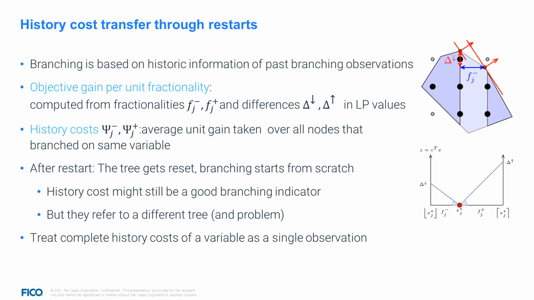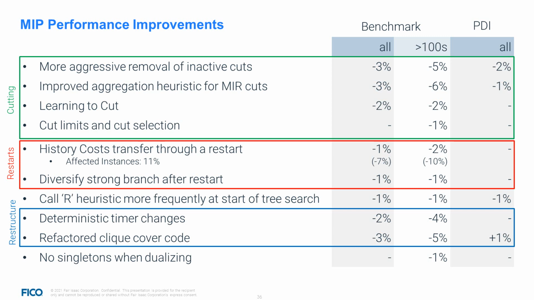So, we came up with a middle way of treating the complete history statistics of a single variable as if they were a single observation on a new problem. Thereby, they still serve as an initialization, which is the Achilles heel of history cost branching, but they are quickly outweighed by new observations. Together with the ones already illustrated, many other smaller enhancements have been provided to the MIP solver in the current release.